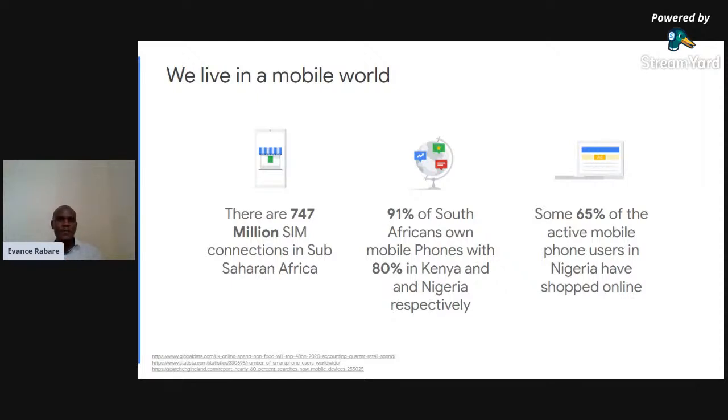And also we have 65% of the active mobile phone users in Nigeria have shopped online. So this brings us back to e-commerce, right? With our mobile phone, we have the power to do our own product research online. We have the answer to pretty much any question at our fingertips, and we have access to more information than ever. All right, so let us look at what opportunities might arise from connecting with customers online.